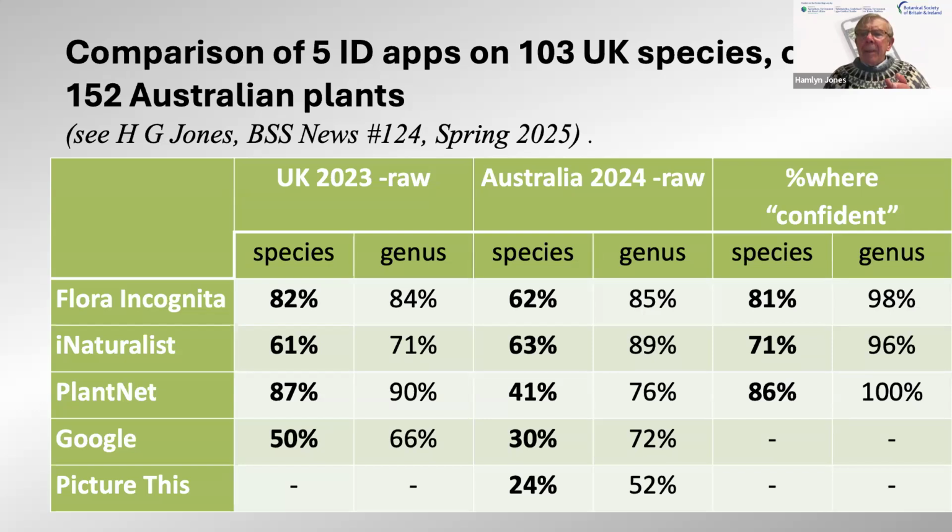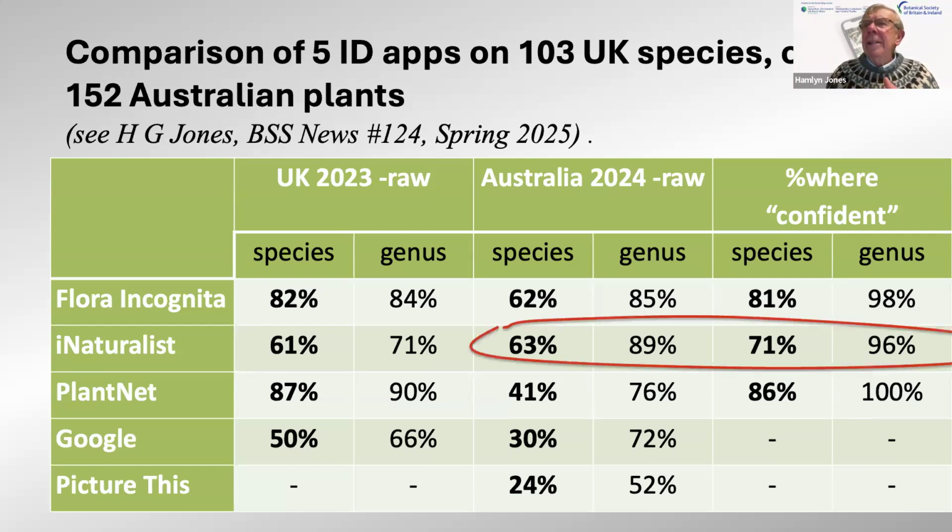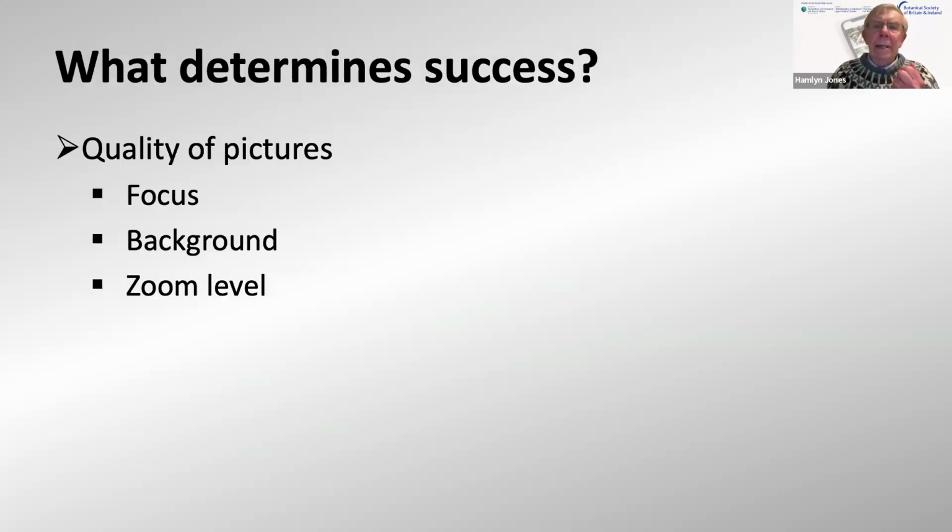iNaturalist, in fact, was the one which gave the highest readings, the best one for the Australian plants. Now, I suspect that this is because iNaturalist has the best database. The other apps were being developed in Europe and have more users in Europe.